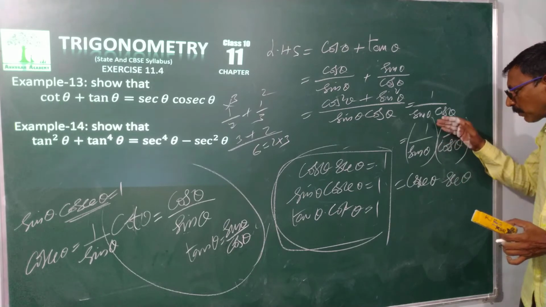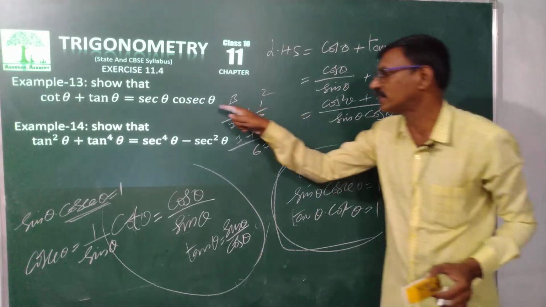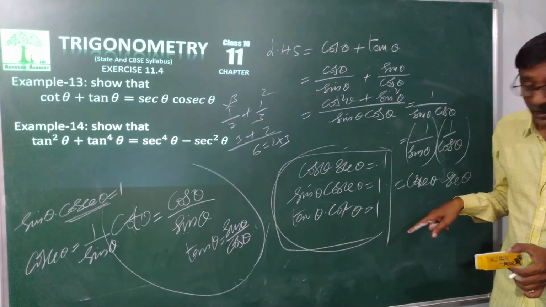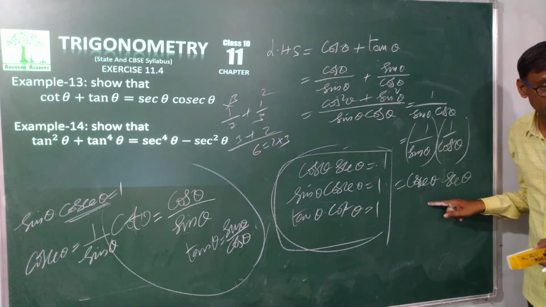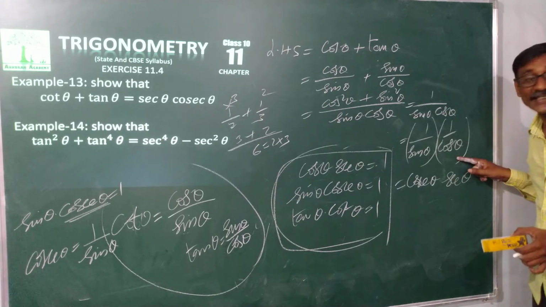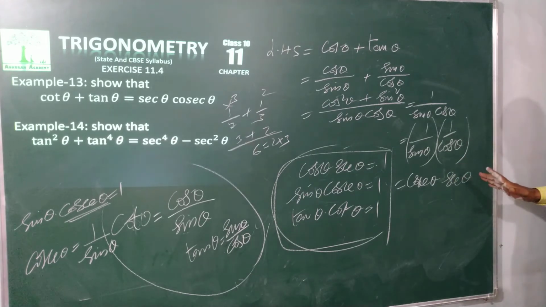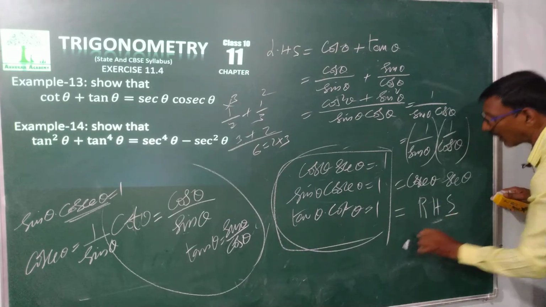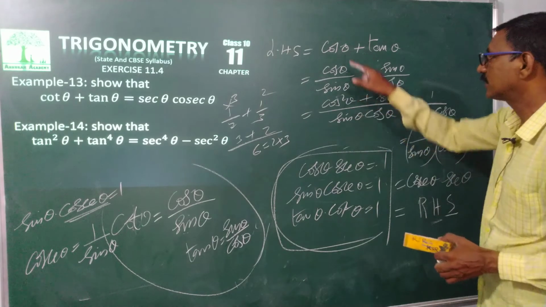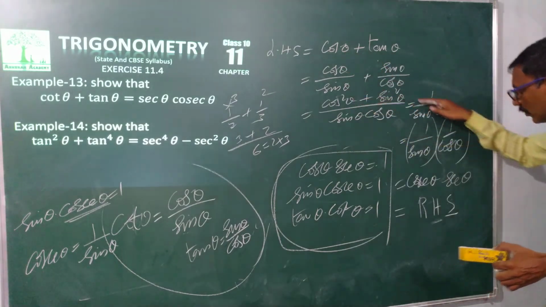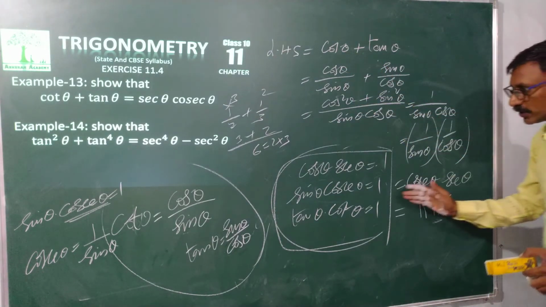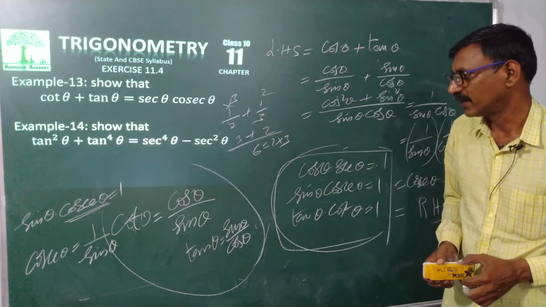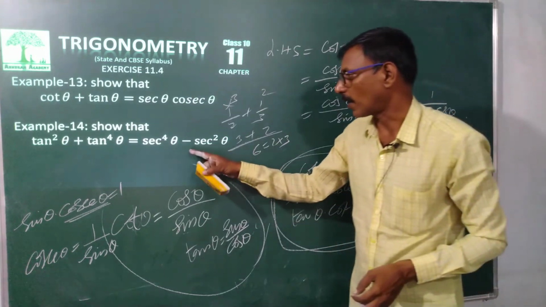Why do we transfer from this to this? We need to reach this one. That's the reason 1 by sin is cosec. 1 by cos is nothing but sec. So this is equals to what? RHS. I started from LHS and went to RHS by using these identities. Am I clear? Next, we'll see this term.